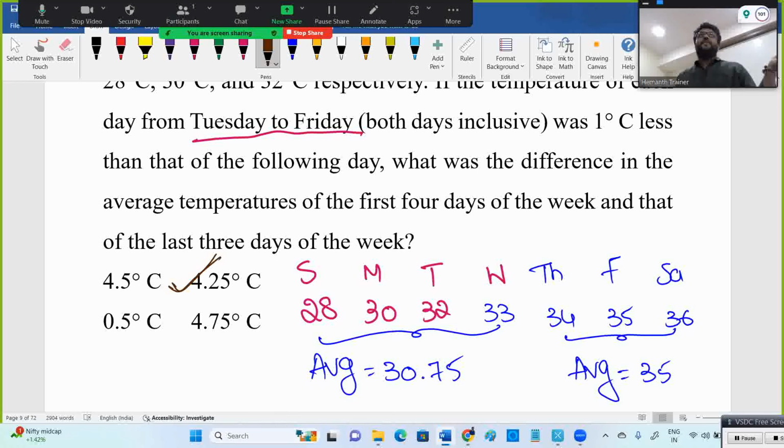If it is Tuesday to Friday, the last 3 days would mean Wednesday, Thursday, Friday. But they mention last 3 days of the week. There is a bit of ambiguity in the question, but instead of Tuesday to Friday, we considered Saturday as well. That's why we got 4.25.